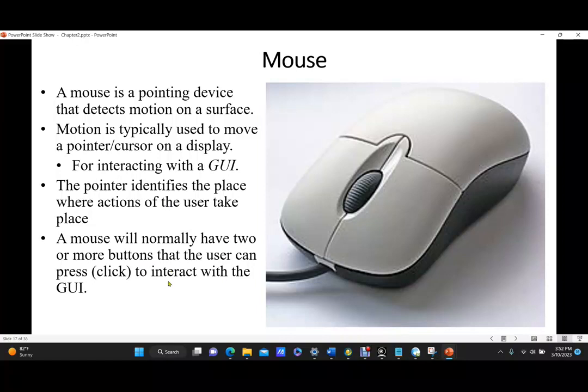Typically, the mouse has two buttons or three. That's where the user can click one or another of the buttons to interact with the graphical user interface.